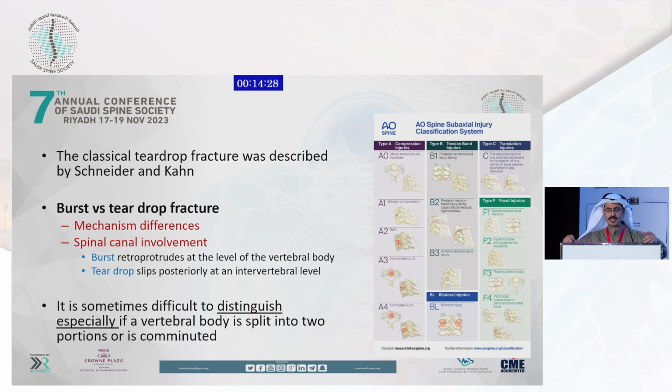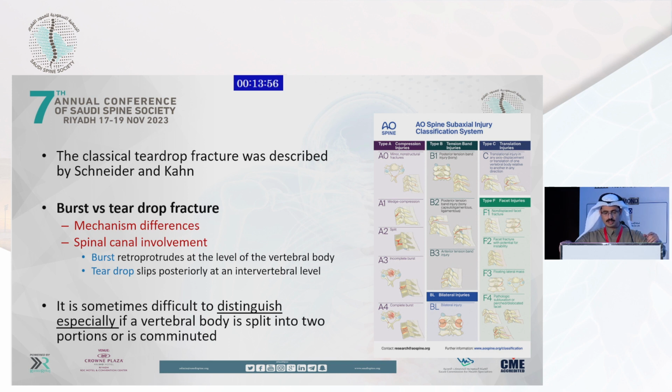However, the main differences come in two factors: the mechanism of trauma or injury and the spinal canal involvement. The mechanism of injury for the teardrop is mainly compression forces in a flexed spine, while the burst fractures result in vertical compression fractures in a normal lordotic spine position.